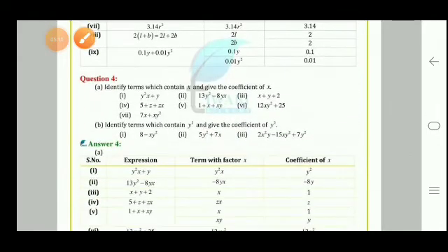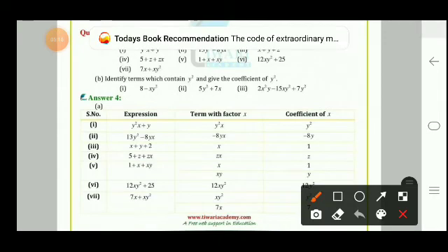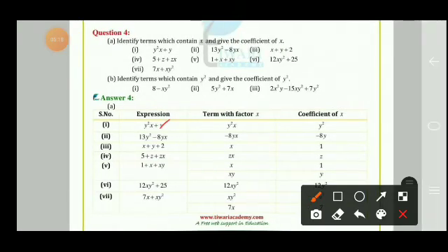Then question number 4: identify the terms which contain x and give the coefficients of x. Looking here, in this expression the term containing x is y square x and the coefficient of x is y square. Here the term containing x is minus 8yx, so its coefficient is minus 8y. Here the term containing x is x only, coefficient is 1. Here the term containing x is xz, so its coefficient is z. Here the terms containing x are x and xy, so the coefficients are 1 and y. Here the term containing x is 12xy square, so its coefficient is 12y square. And here the terms containing x are 7x as well as xy square, so the coefficients are 7 and y square.